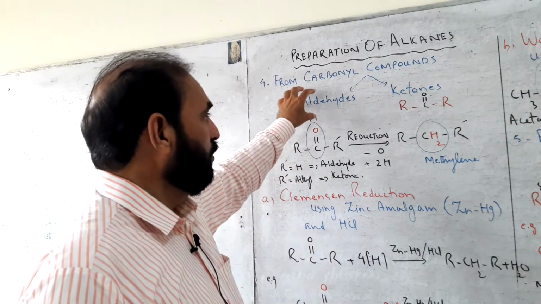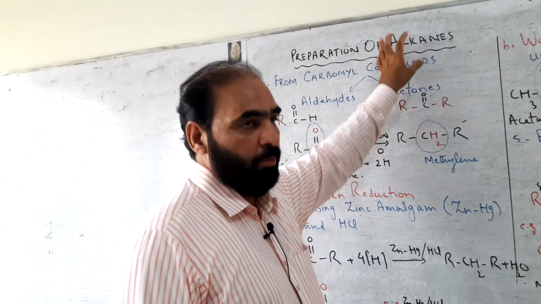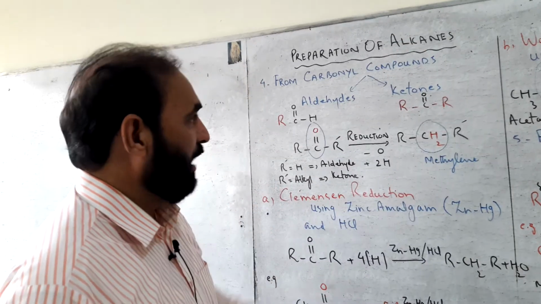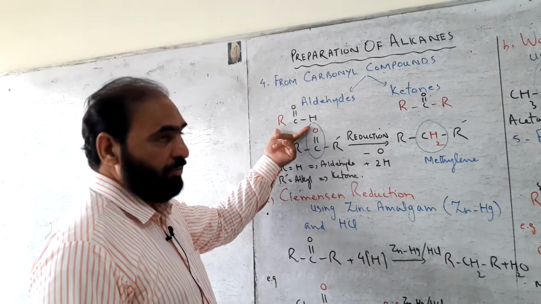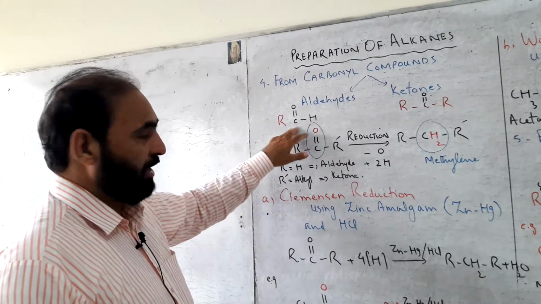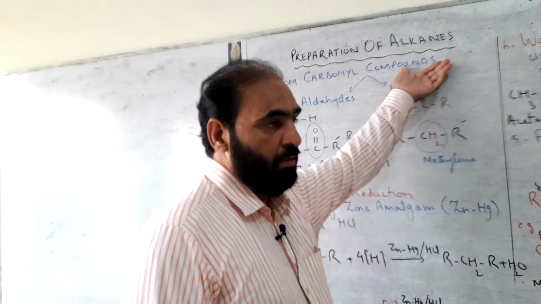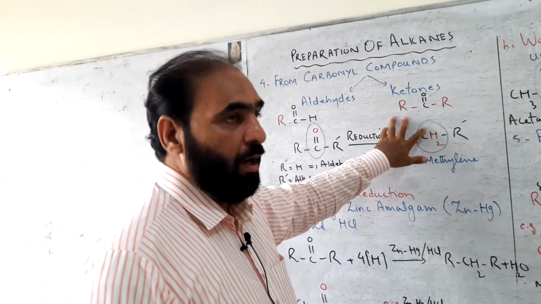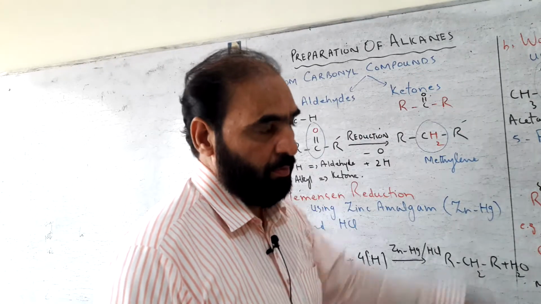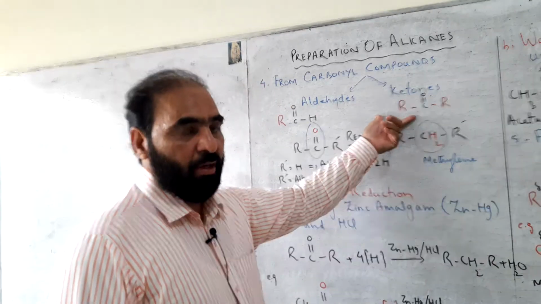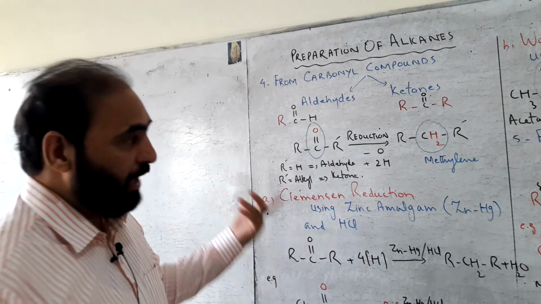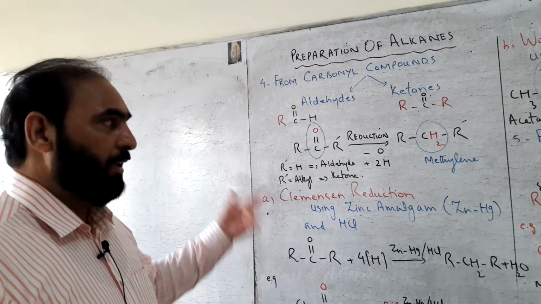So these are two families of carbonyl compounds: aldehydes with general formula RC=OH, and ketones with general formula RC=OR. R stands for an alkyl group. It may be methyl or ethyl or any other alkyl group.